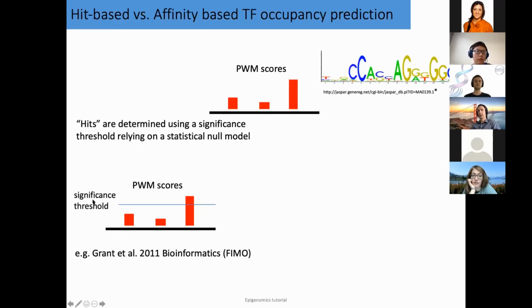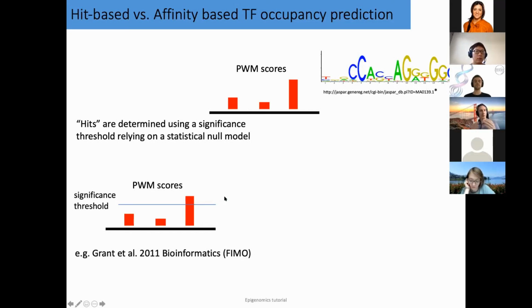Now, in the context of this TEPIC software that we're using, I want to discuss one conceptual difference in how you can use PWMs for predicting motif occurrence. What Lee has been telling you, and what is also used in HINT, is this idea that you have a PWM, and then you go with this PWM along a sequence, and then you ask which of the sequences are significant under some statistical model.